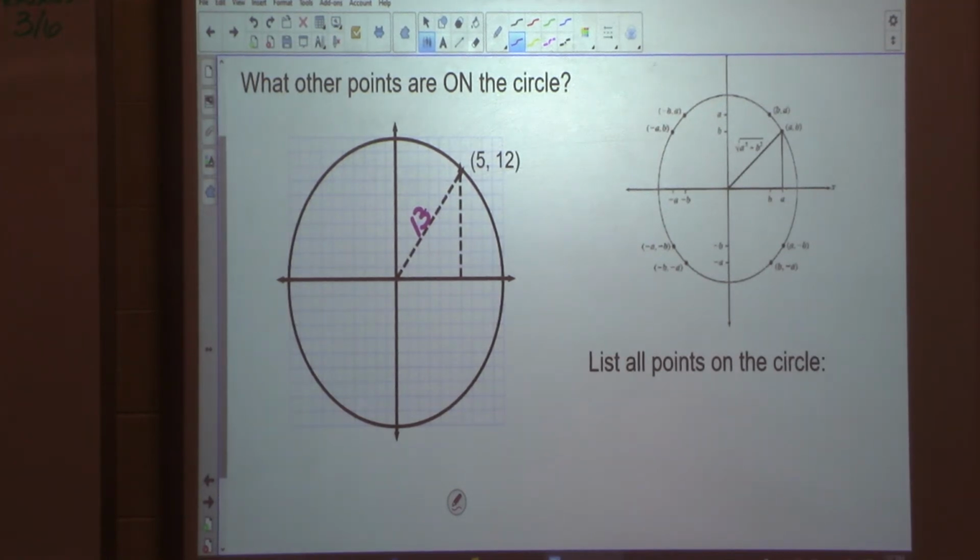There should be 11 other points we can name. What are the odds we can get them all, you think? You don't think we can get them all? I bet we can get all 11. Okay? Well, let's think about it.